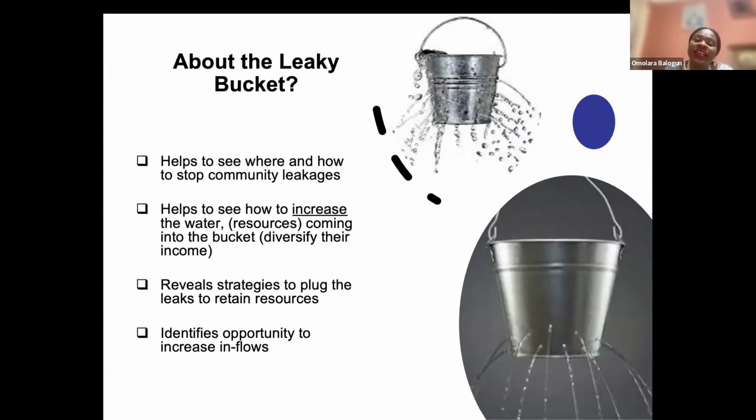So there are so many organizations who have perpetual leakages, so many communities who have perpetual leakages and wastages, and they do not know. And these are the communities that often ask for more needs. They always need more, as much as they waste more. So the leaky bucket tells us how to see where and how resources are being leaked off in our communities. It helps us to see how to increase or to retain the water, the resources in our community. If you do not have a retaining culture, you cannot have adequate resources. You cannot be financially sustainable.